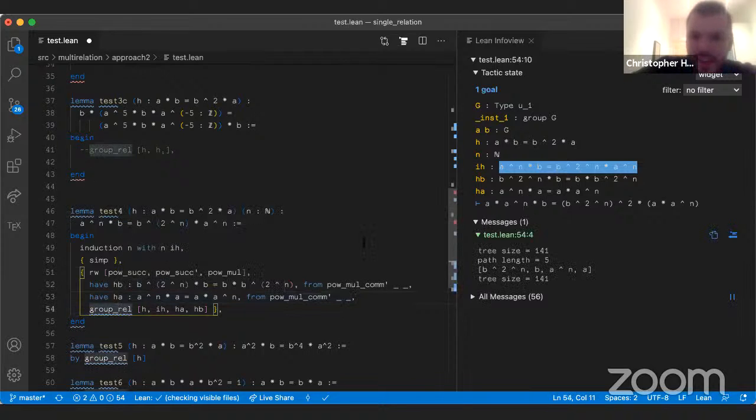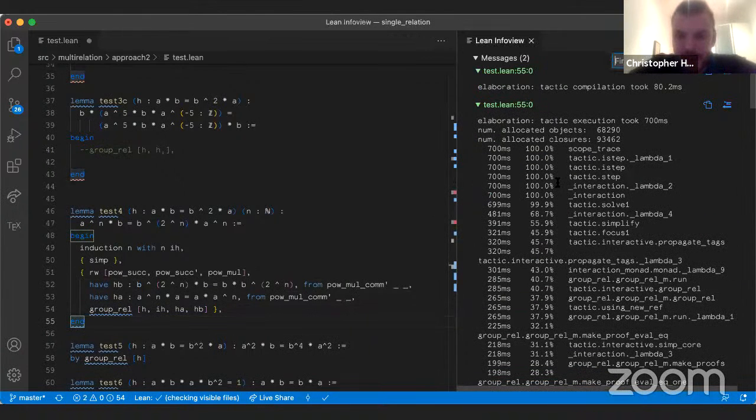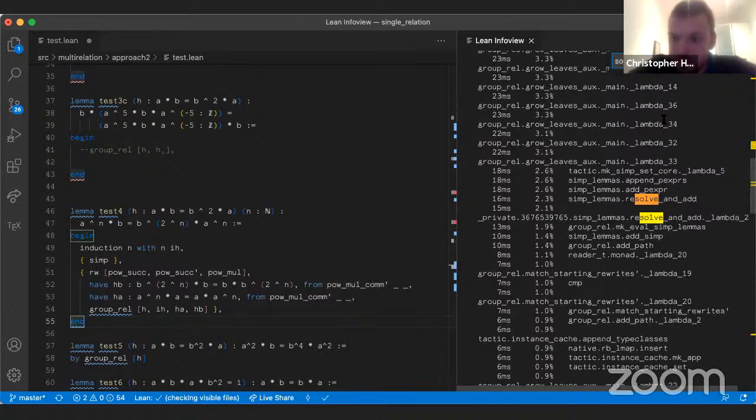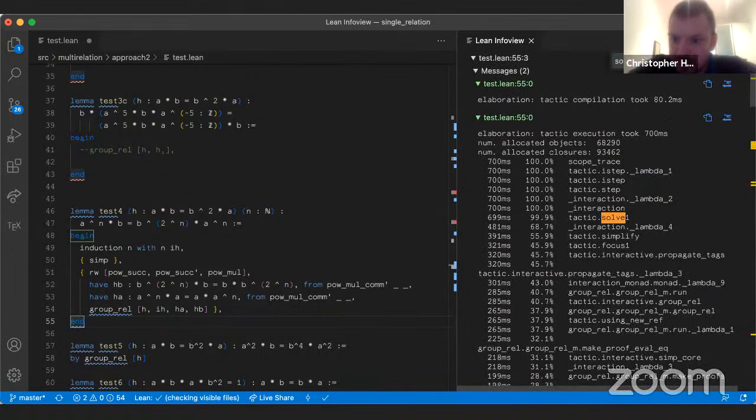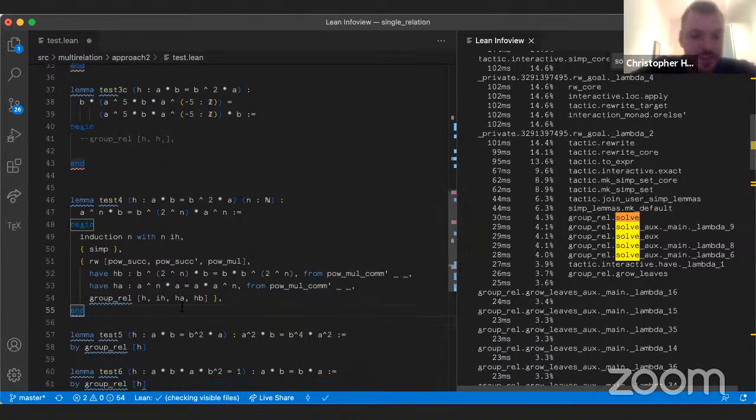If I look at the profile, I only spent 30 milliseconds actually finding that path, and the rest of the time was spent just on simplification and stuff like that. The actual solution only took 30 milliseconds.